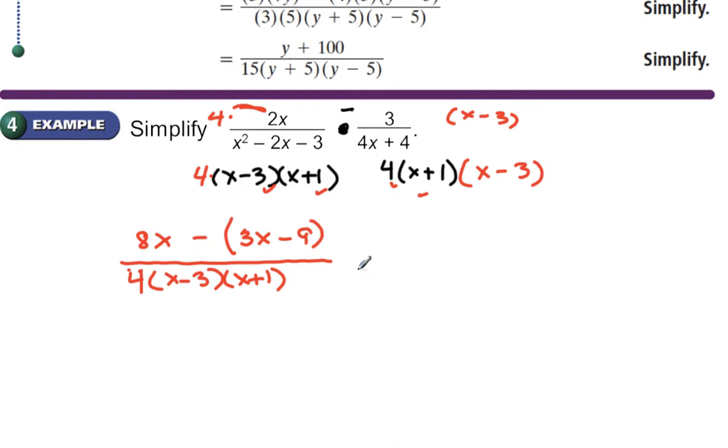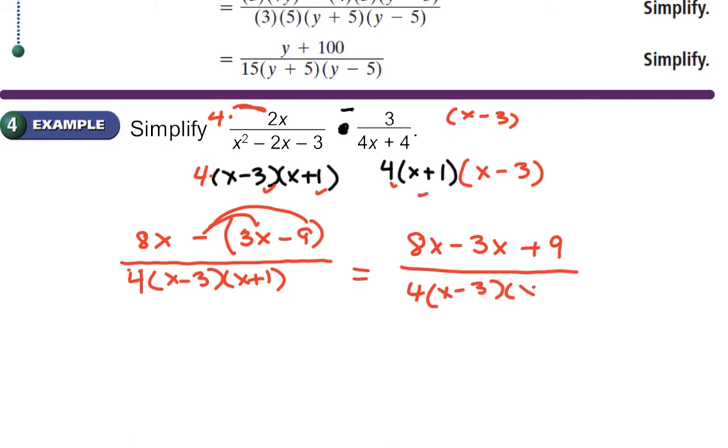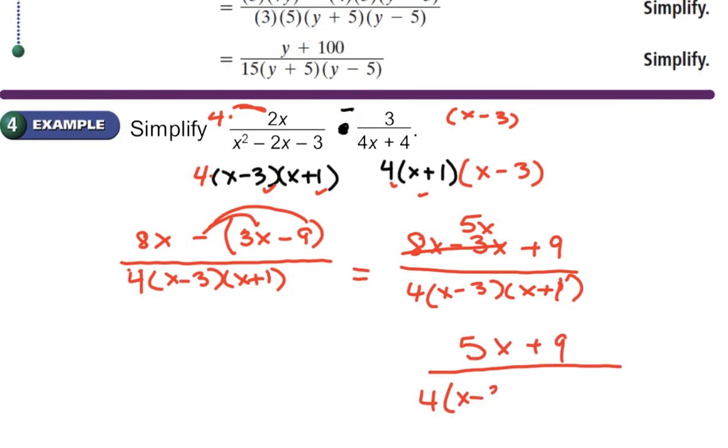So that would be a negative 3x and a negative 9, or opposite of negative 9, or minus and then negative 9, which gives us 8x minus 3x plus 9, because we distribute this negative, all over 4 times x minus 3, x plus 1. 8x minus 3x is 5x. And it looks like that's the last thing I can do here. So 5x plus 9 all over 4 times x minus 3, x plus 1.